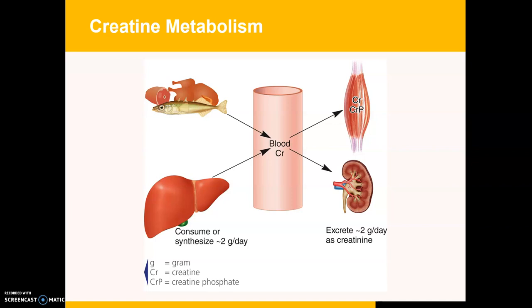So, again, whether consumed or produced by the body, creatine is transported in the blood to tissues throughout the body. Tissues such as skeletal muscles will take up creatine from the blood and store it approximately 1/3 as creatine and 2/3 as creatine phosphate. Excess creatine is broken down by the kidneys and is excreted as the chemical compound creatinine.